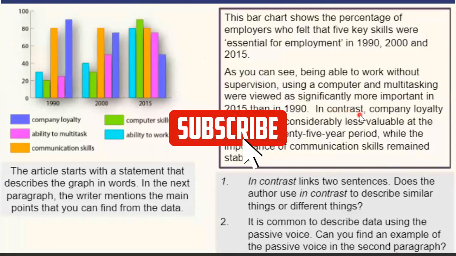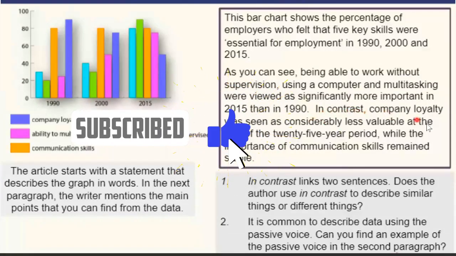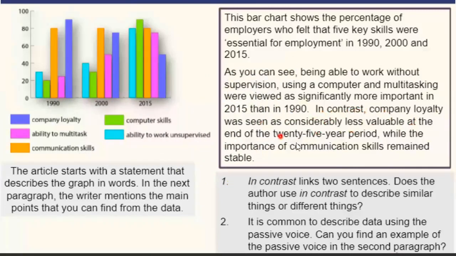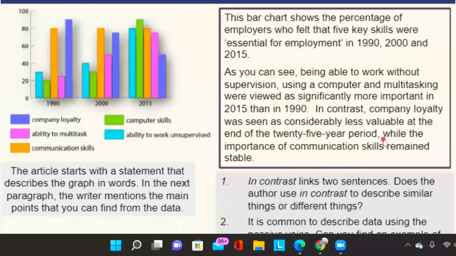This is right here. Company loyalty was seen as considerably less valuable at the end of the 25-year period, while the importance of communication skills remains stable. Okay, while I was reading, I'm just looking at company loyalty, honestly. So did he consider talking about two different things or similar things?